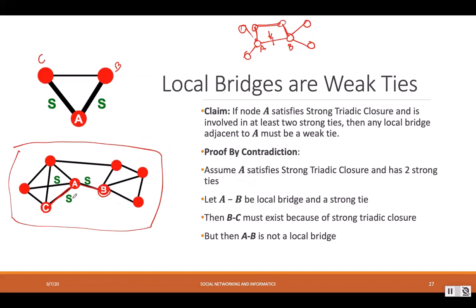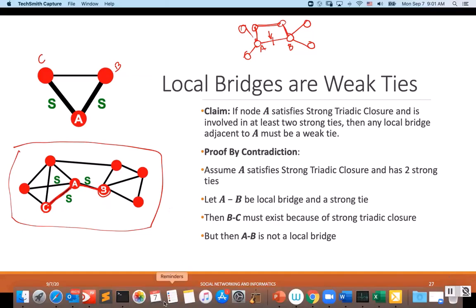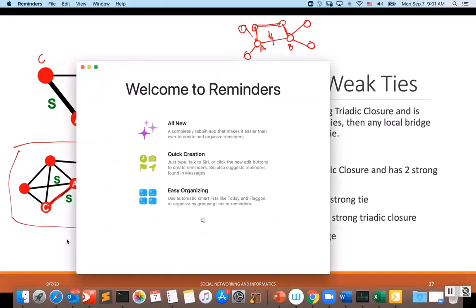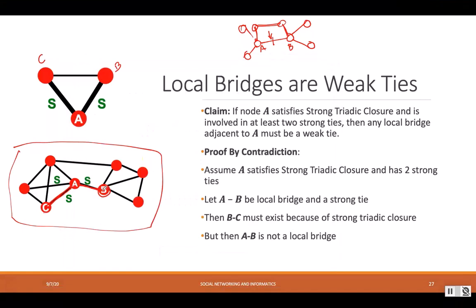Now we are going to say that there is a local bridge adjacent to A. So let us assume that AB is a local bridge and AB is a strong tie. So we say that AC is strong and AB is strong. If AC is strong and AB is strong, then according to the strong triadic closure property, there should be an edge between B and C. So let's assume there is an edge between B and C.